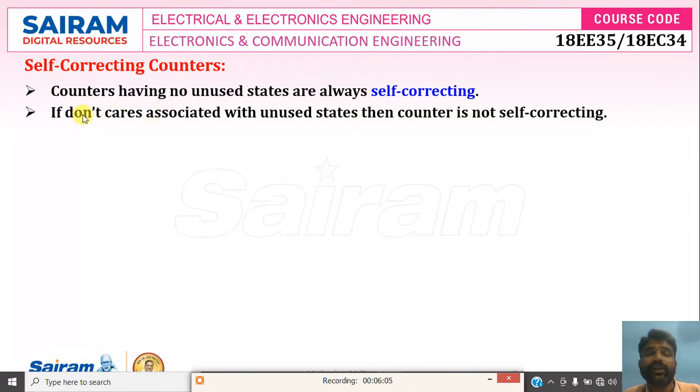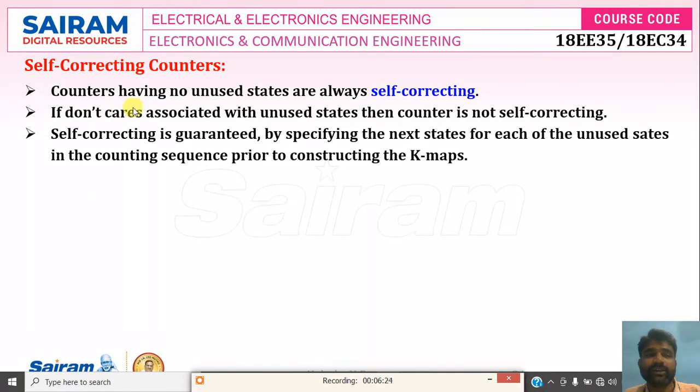Why does this happen? Because we considered don't cares. If don't cares are associated with the unused states, then the counter is not a self-correcting counter. When we obtain the expressions for J1, K1, J2, K2, J3, K3, we consider the unused states as don't care. Self-correcting is guaranteed by specifying the next state for each unused state prior to the construction of the K-map. Clear now? This is about self-correcting counters.